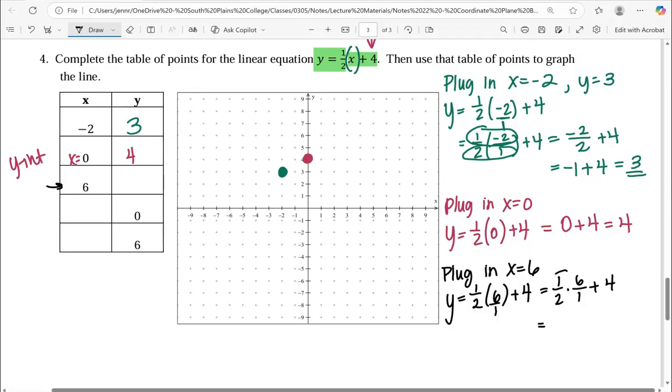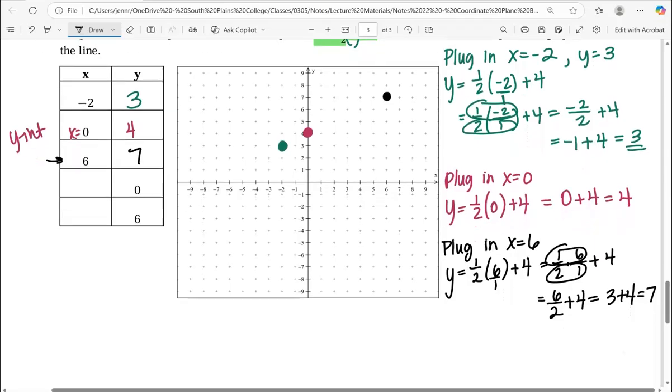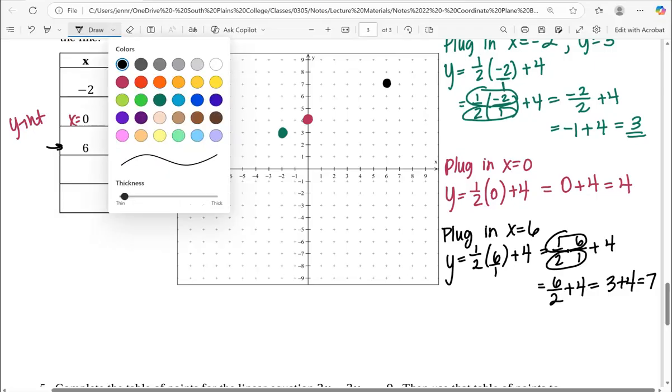When you multiply fractions, 6 times 1 is 6 on top. 2 times 1 is 2 on bottom, which simplifies into 3 plus 4, giving me a final y-coordinate of 7. So each of those gave me x values to plug in, plugged them in, combined like terms, and I was done.